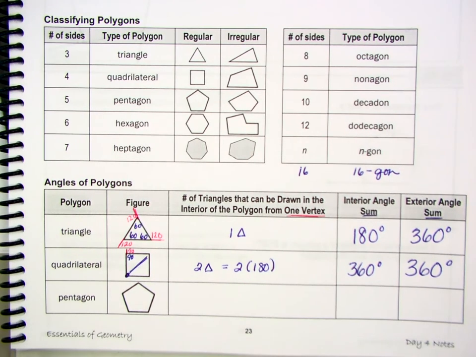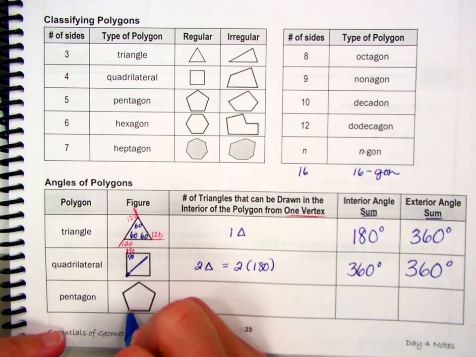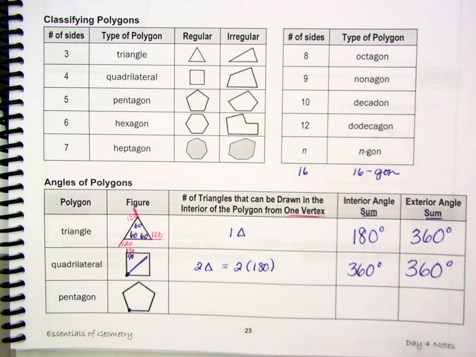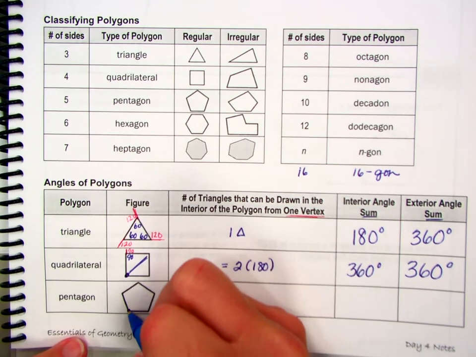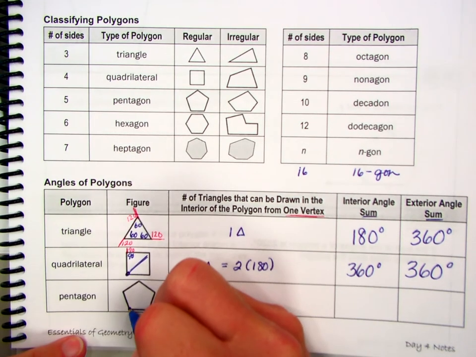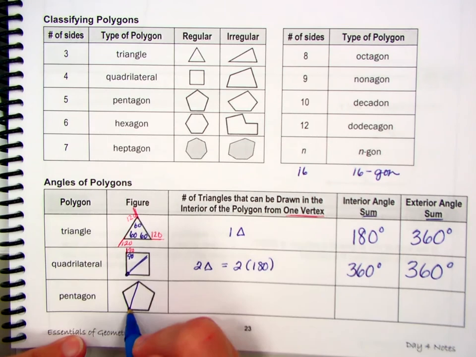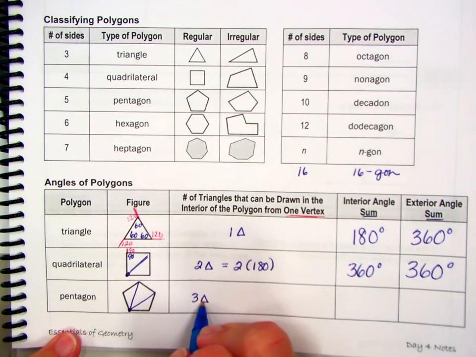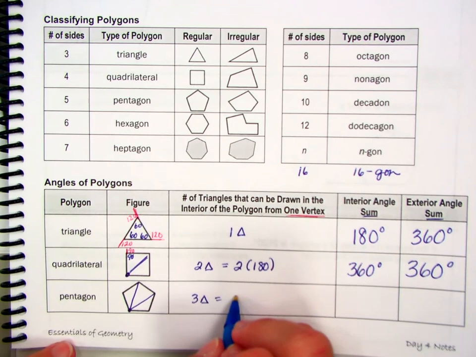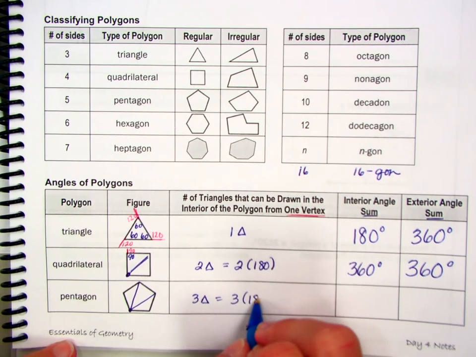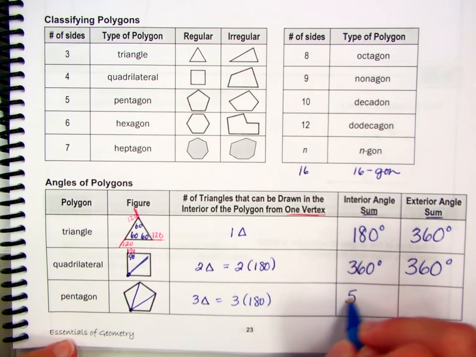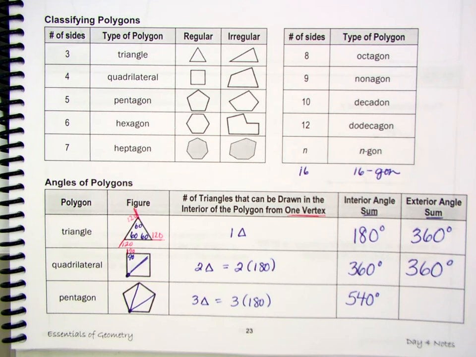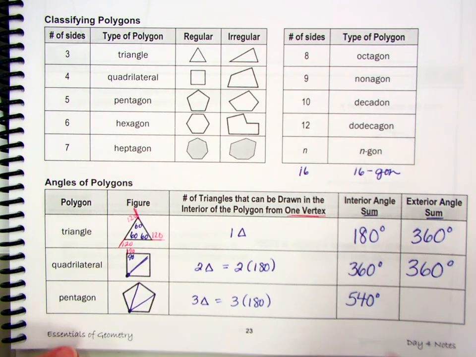Is it always the same? So in the pentagon, we're just going to look at one more to help us see the pattern. I can't draw a diagonal here because that's a side, so I draw one here, and the only other one I can draw is here. So now I end up with three triangles. So 3 times 180 is going to be 540 degrees. So we take 540 and divide it by the five angles. One angle is going to be 108.